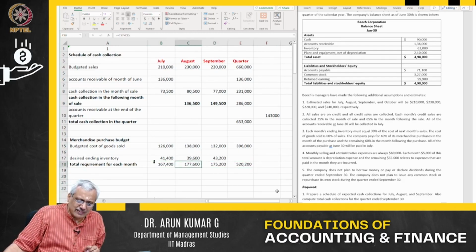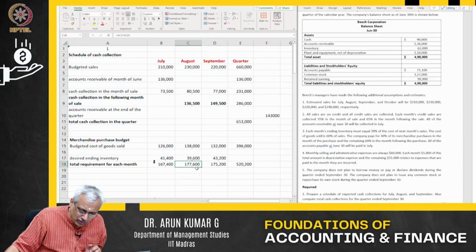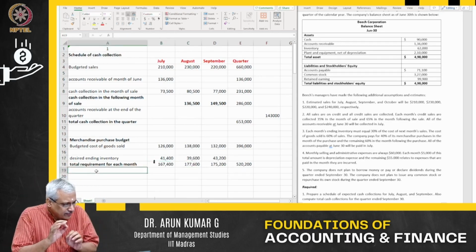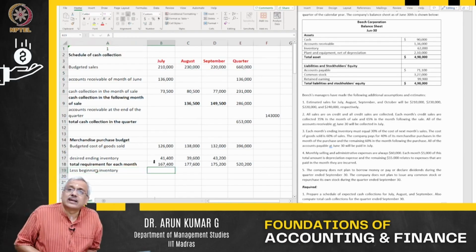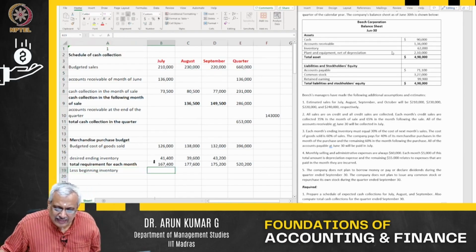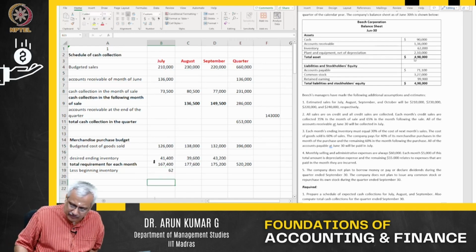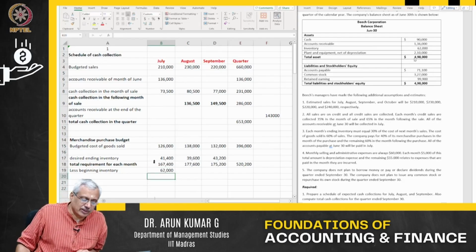But do I need 1,77,600 to buy in the month of August? No, I don't have to buy 1,77,600 worth of material, because I already have bought out of this 1,77,600. I have already bought 41,400 in the previous month. So what do you call it in this particular case? Less beginning inventory. What is the beginning inventory? If I look at the balance sheet, there is an inventory of 62,000 as of 30th June. That means that becomes the beginning inventory for the month of July out there. For the month of July, 62,000 is beginning inventory.